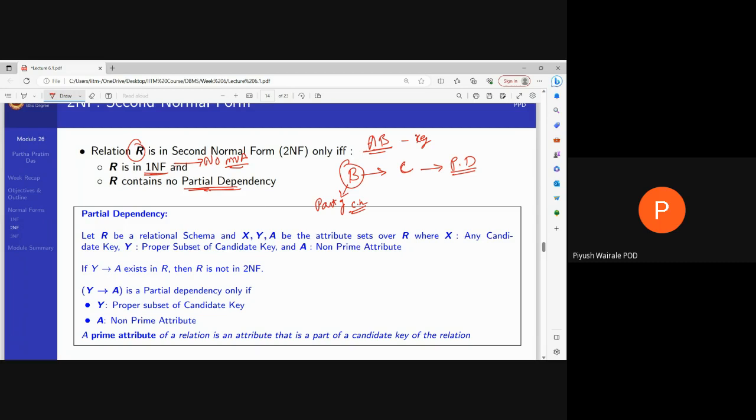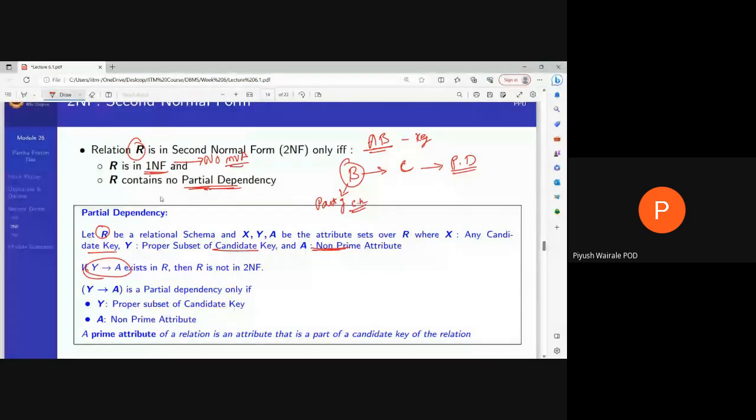Suppose we have relation R having X, Y, A as an attribute set over R, where X is any candidate key, Y is a proper subset of the candidate key, and A is a non-prime attribute. If Y determines A exists in R, then R is not in 2NF if this condition is satisfied. The first one is Y is a proper subset of the candidate key. Here you can see B determines C, and B is a proper subset of the candidate key. If this case is there in the functional dependency, then we can say it is partial dependency and it will violate the 2NF condition, right?